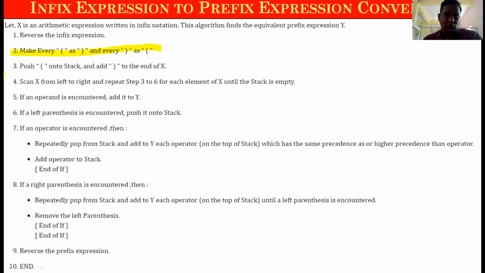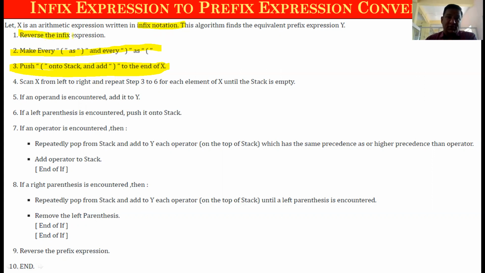Third step, again, whenever an opening bracket is encountered, you have to push it onto the stack and add a closing bracket to the end of the expression. This step number 3 is equivalent to step number 1 which we performed in infix to postfix expression conversion. In simple terms, it means that you have to just add an opening bracket to the start of the expression and add a closing bracket to the end of the expression. That is the simple meaning: add an opening bracket and a closing bracket to the end of X. What is X here? X is your arithmetic expression, which is represented in infix notation.